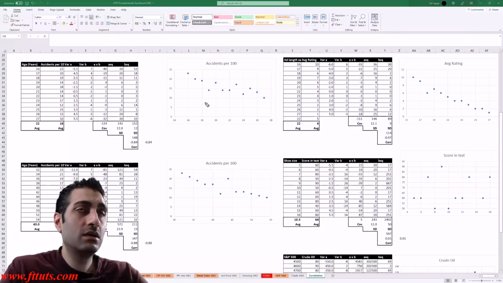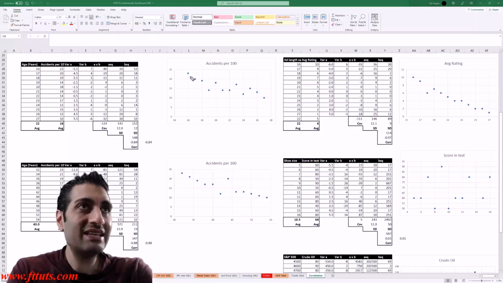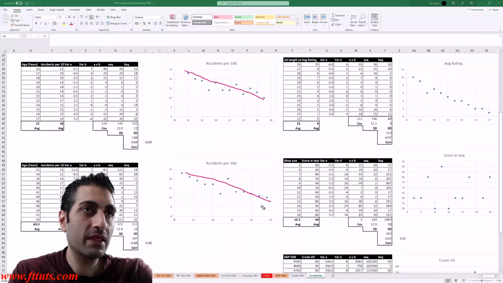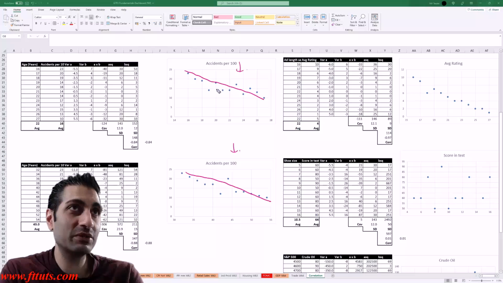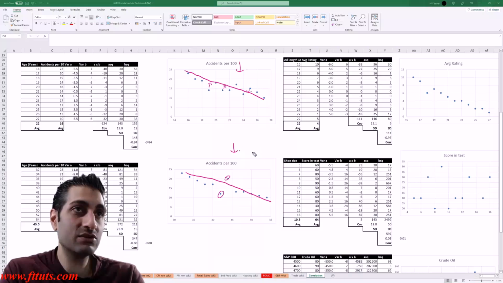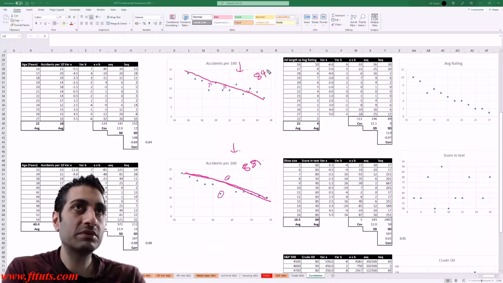But can you see it with the naked eye? Very difficult. Could you really have told this had a stronger relationship? I can't. In fact, initially I thought that one had a slightly stronger relationship, because some of these are closer to a straight line. This has got a couple of outliers, but actually this has a stronger relationship overall over the period. This is 88%. This is 84%.